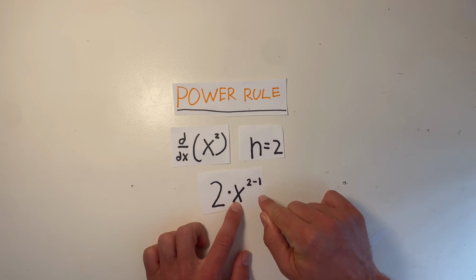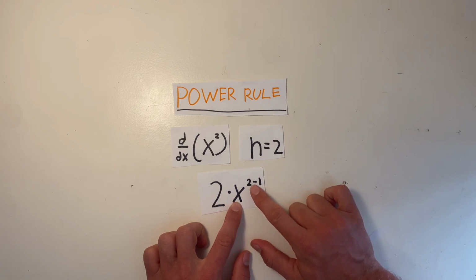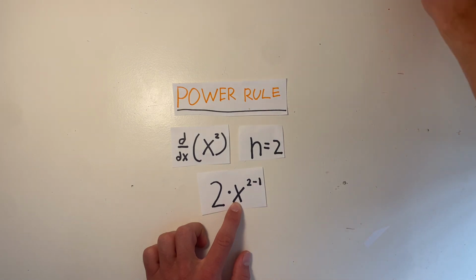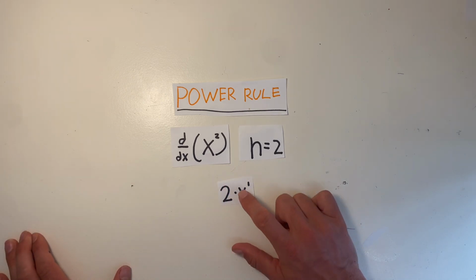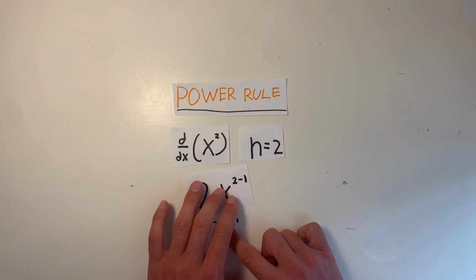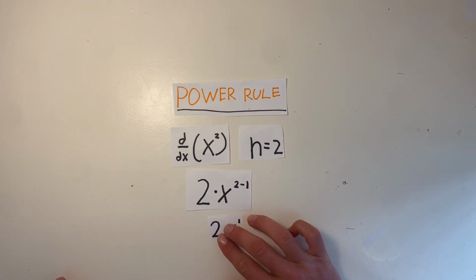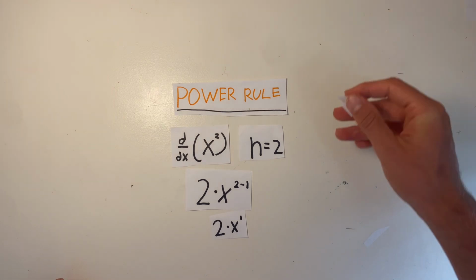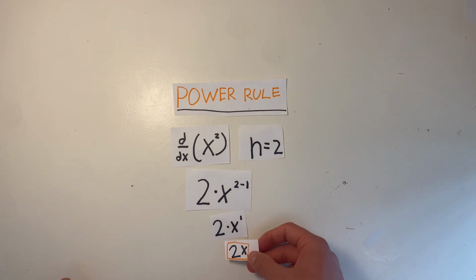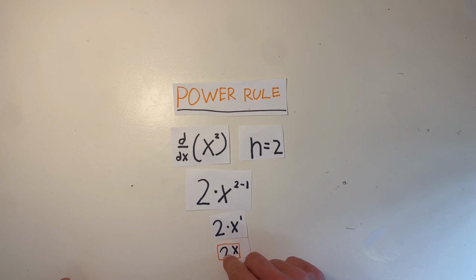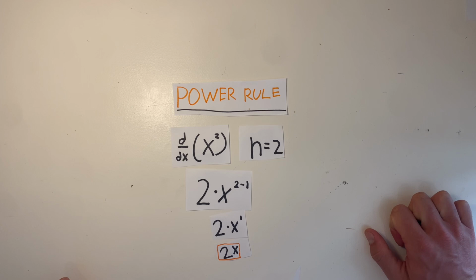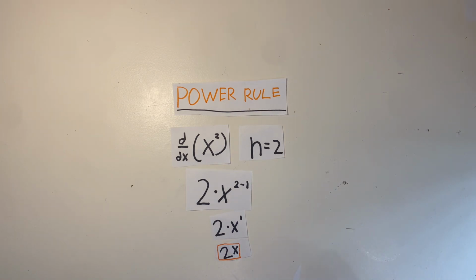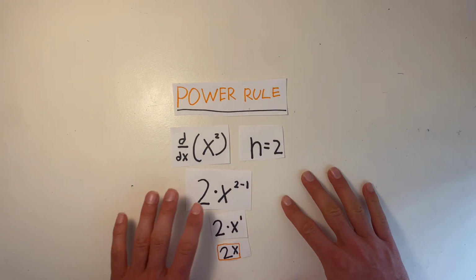Now, what is the 2 minus 1 power? Well, we're subtracting 1 from 2, and 2 minus 1 is 1. So 2 times x to the first power is our answer, and x to the first power is just x, so 2x, and that's our answer. Okay? Let's do one more example to show you this can really work with any numerical power.